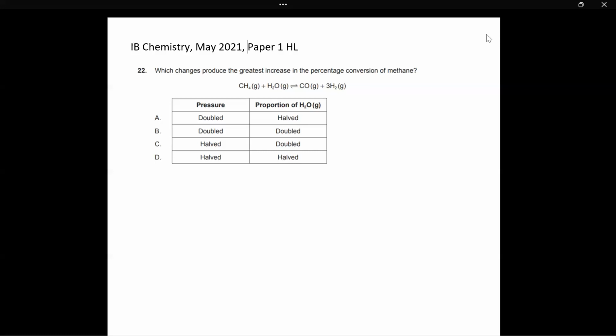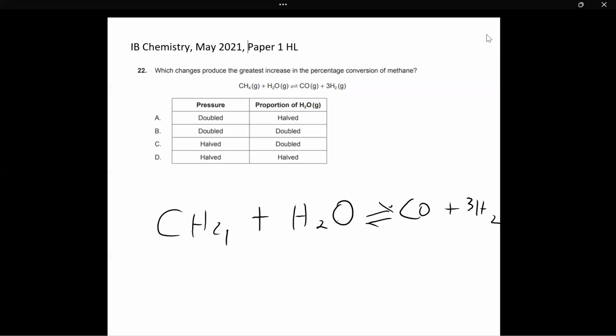But anyways, let's take a look at this equation. It's CH4 plus H2O, and it's all gaseous, is going to give us some carbon monoxide plus 3H2. I'm not writing the state symbols because it's all gaseous anyways, so it doesn't really matter. But you should always write them when you put it in an exam. So we have four options to choose from.